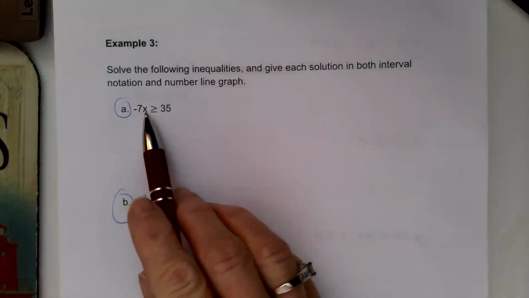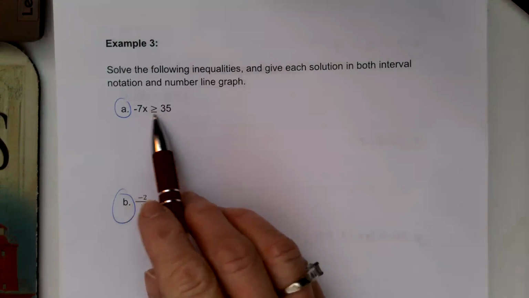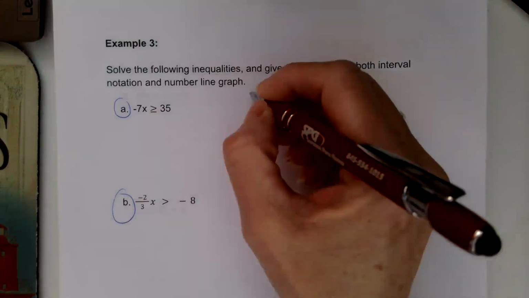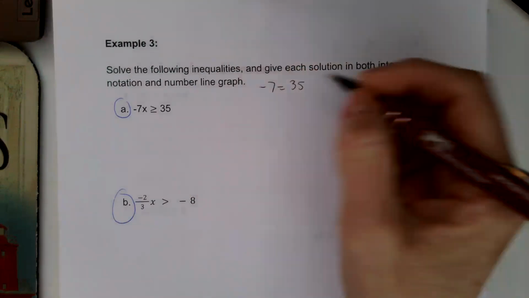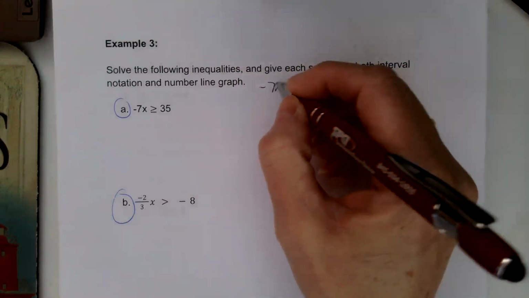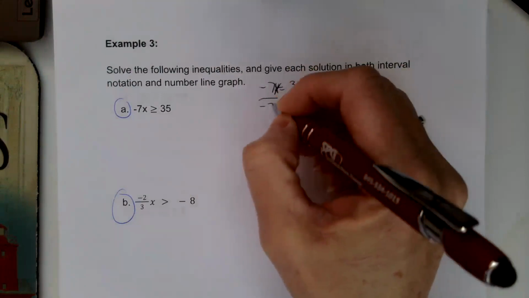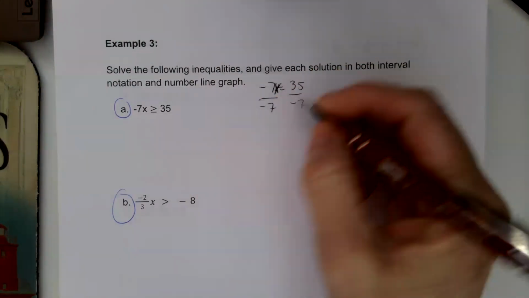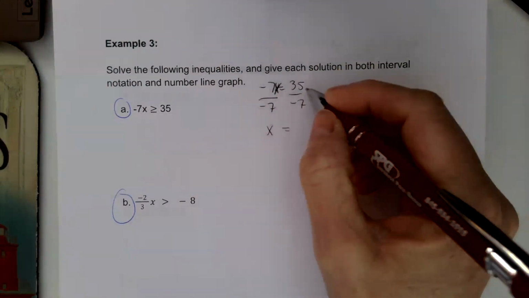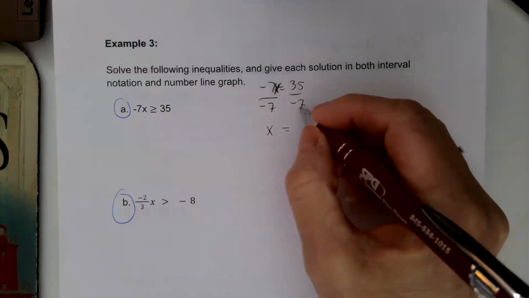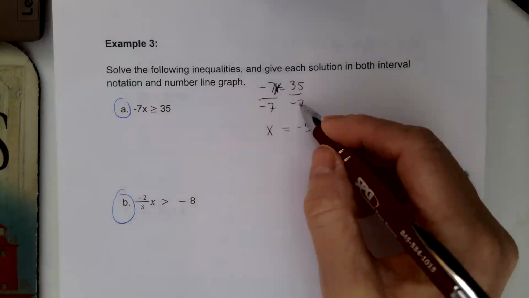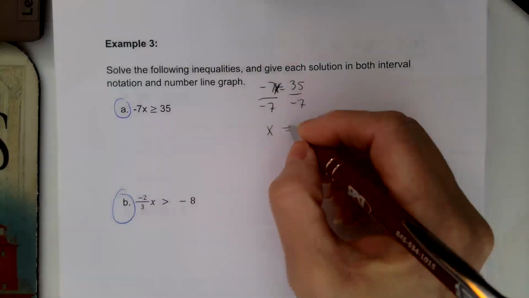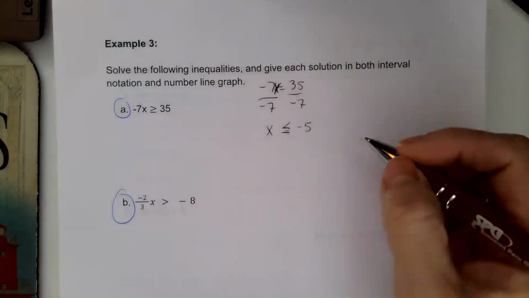Okay, so a number times -7 is greater than or equal to 35. So we're going to pretend as if it's an equal sign, right? And then I'm going to divide by -7 to solve for x. 35 divided by -7 is -5. And because I divided by a negative, I have to flip my symbol. So it's less than or equal to.